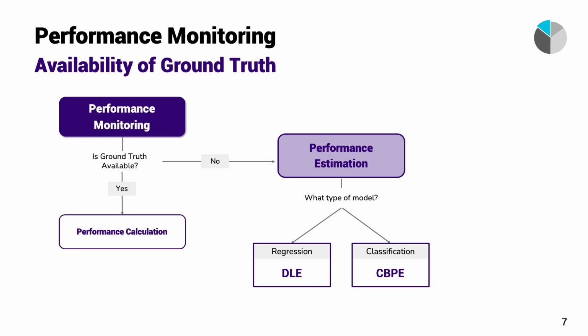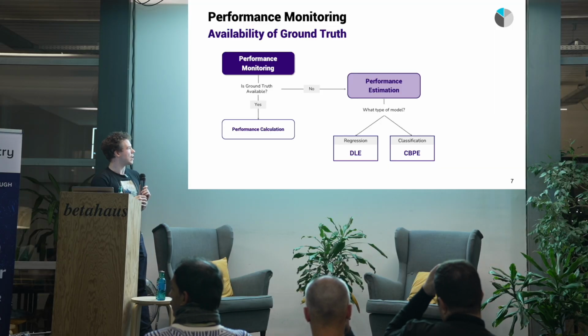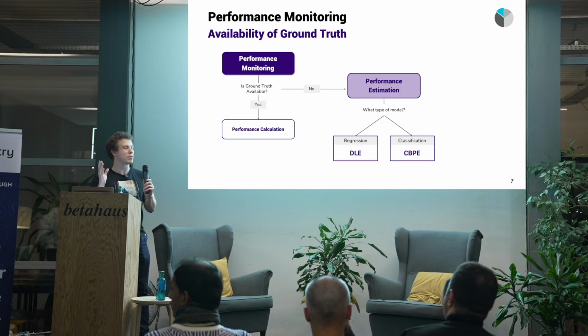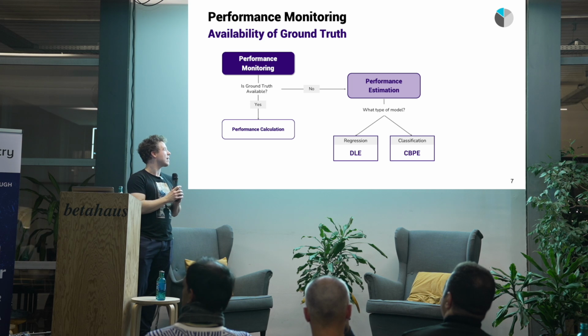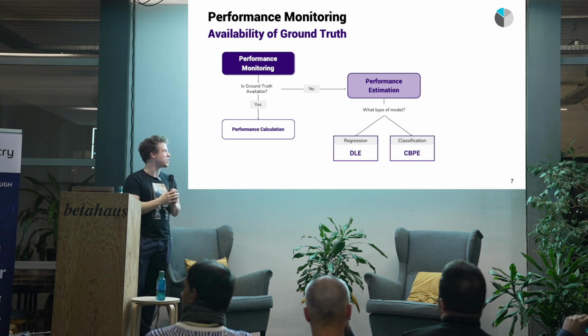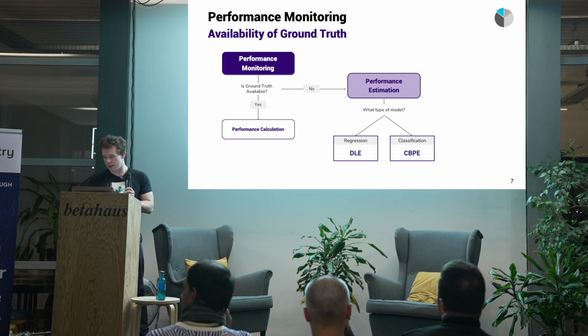Here's a quick decision tree or flowchart about how to do performance monitoring. It's very easy stuff. We start with the performance monitoring. We look whether our ground truth is available, whether we already know whether a person defaulted on a credit or not. If yes, we can just calculate performance. If no, we need to do performance estimation. And here we get to the core of today's presentation or workshop. We have two algorithms: for classification CBPE, for regression DLE.